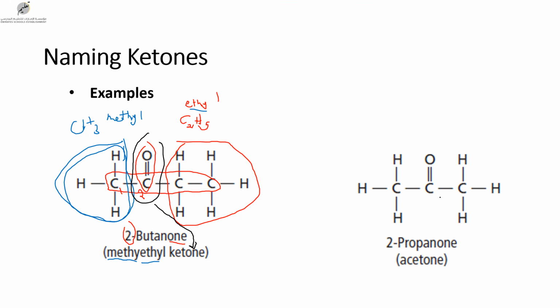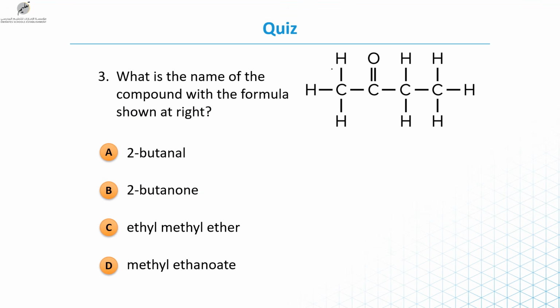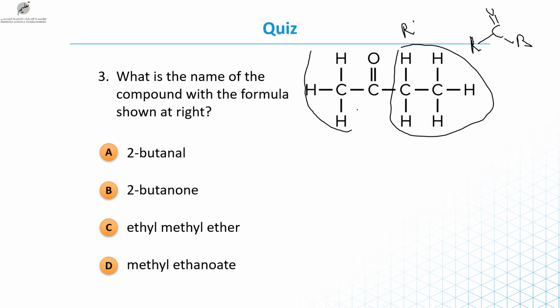And we already saw 2-propanone. You need to remember that this is acetone, okay? You have to remember that. So what's the name of this? Again, before you do anything, you need to know the general formula. So this is R and this is R, because all of this is R and all of this is R. So this is the formula of a ketone. So you should choose the one that ends with 1, okay? 2-butanone.